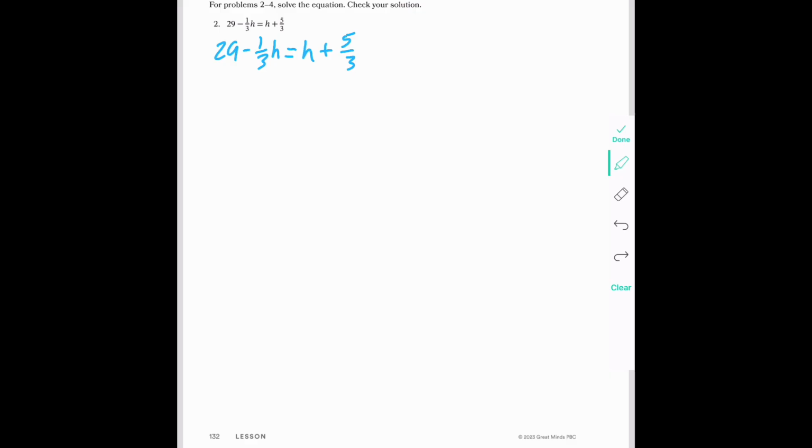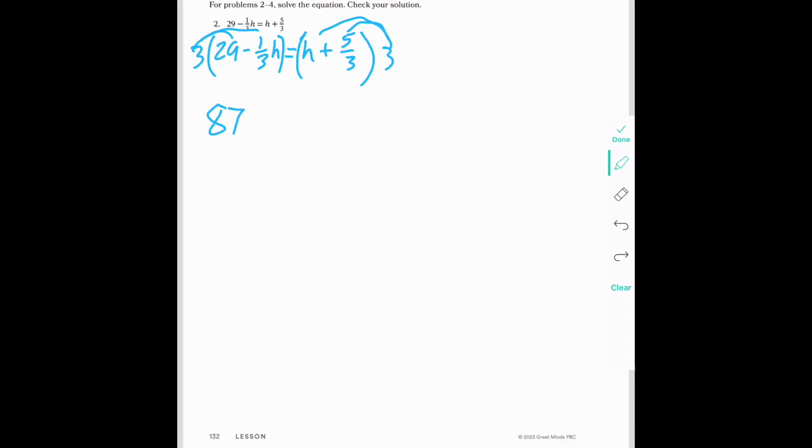Okay, so this one should have been pretty easy. If you didn't notice, whenever you have fractions that have the same denominator, the common factor or the common product would be the denominator. So you would multiply both sides by 3. Okay, so once again, this means we're distributing 3 to both of these. So that would be 29 times 3, which equals 87.